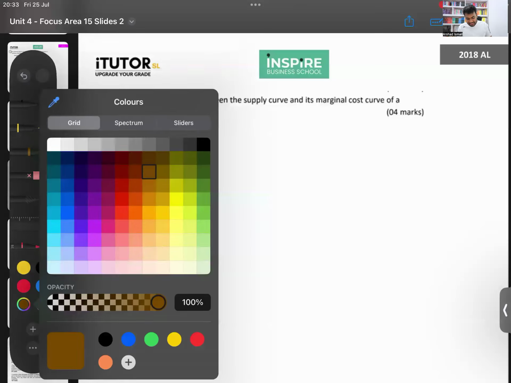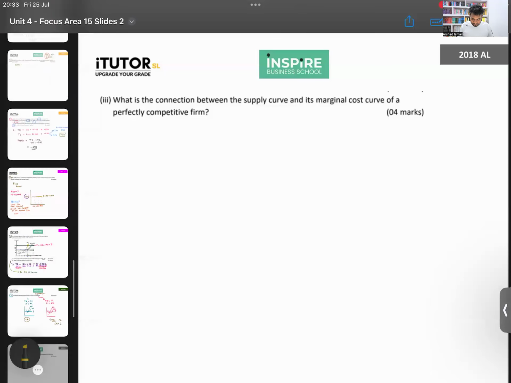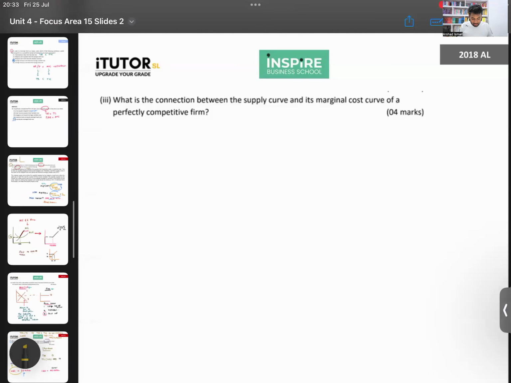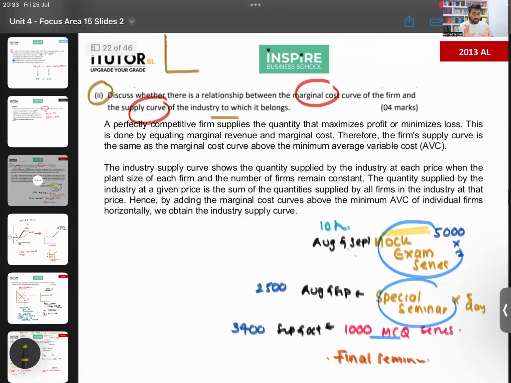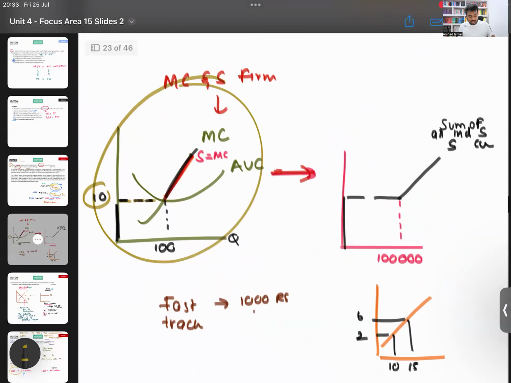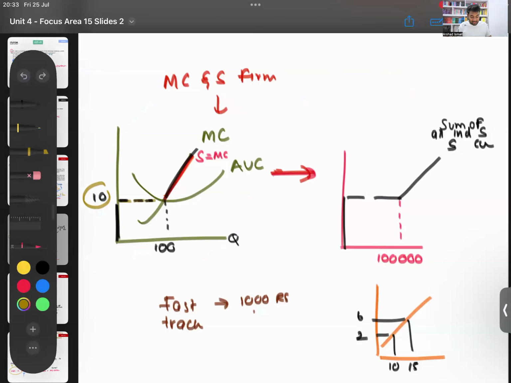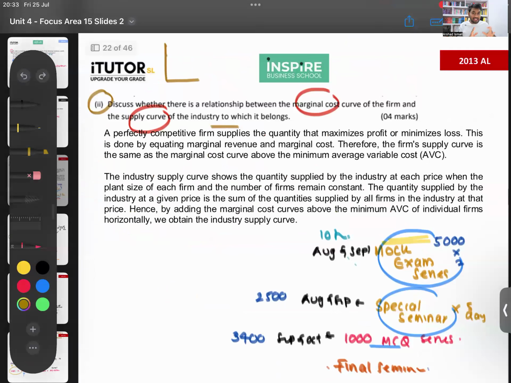Now, isn't this the same thing that was there before? What is the connection between the supply curve and the marginal cost curve of the firm? Now, here they don't have to go to the industry part also. So in this question, even if you talk about only this first part of it, it is enough. The industry part is not needed here. So you need to talk about how the marginal cost curve above AVC becomes the supply curve?